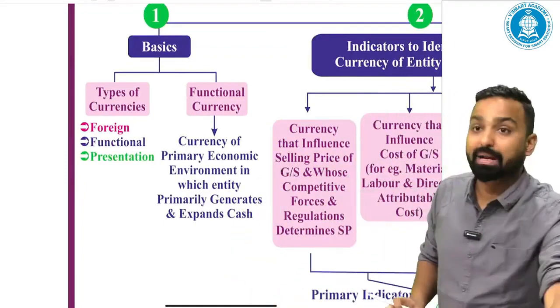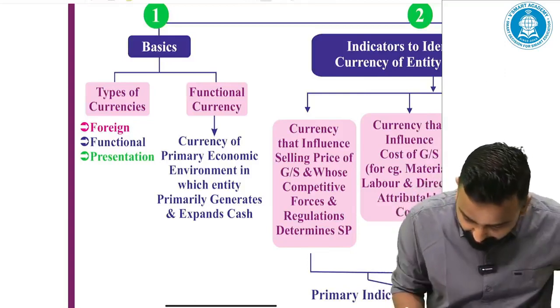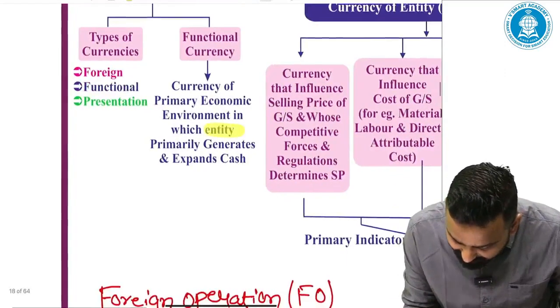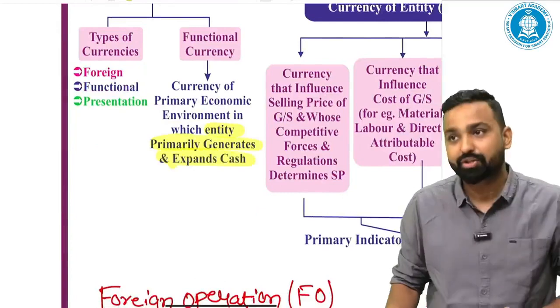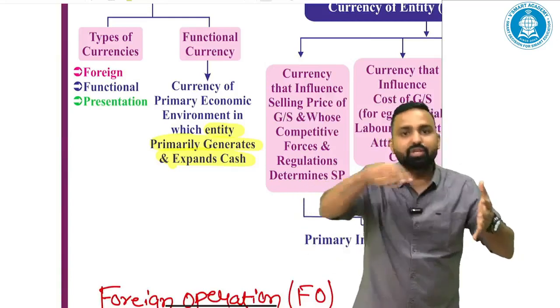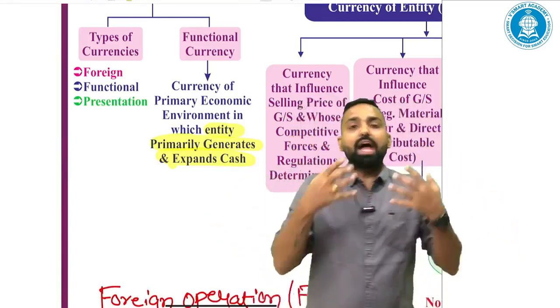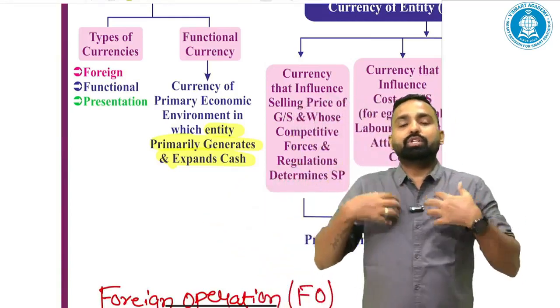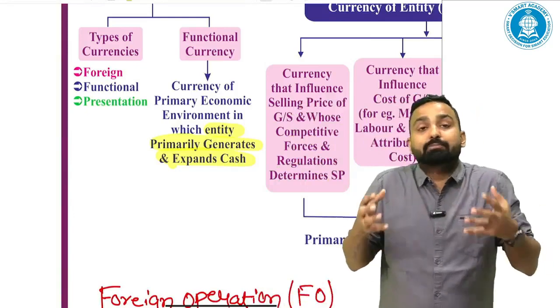Functional currency is the currency of the primary economic environment in which the entity primarily generates and expends its cash. Basically, it is the currency of the country in which you actually generate your cash and expend your cash.